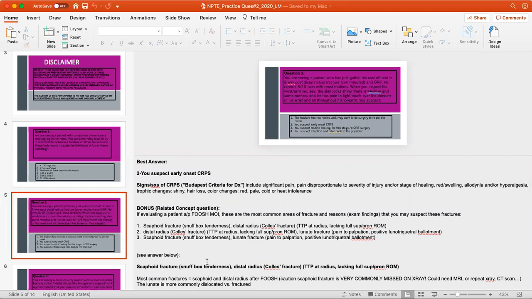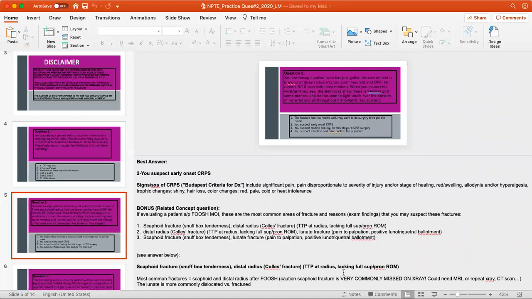So snuff box tenderness for scaphoid. You could palpate the distal radius. You may also suspect for radius fracture some limitations in supination and pronation range of motion due to the radius contributing to those forearm motions.